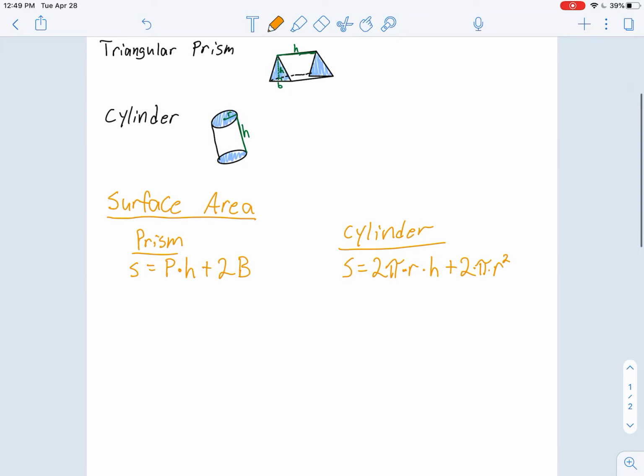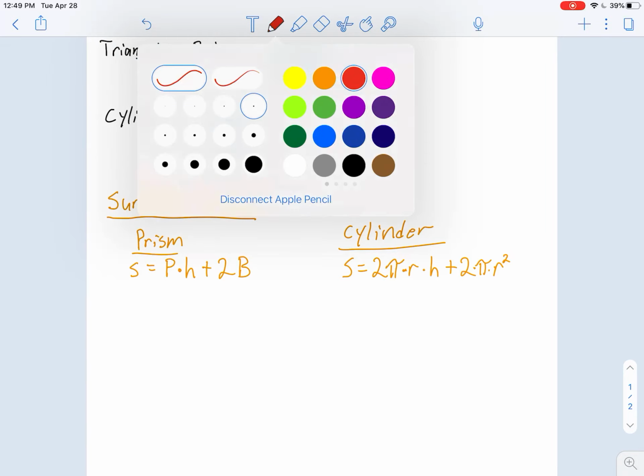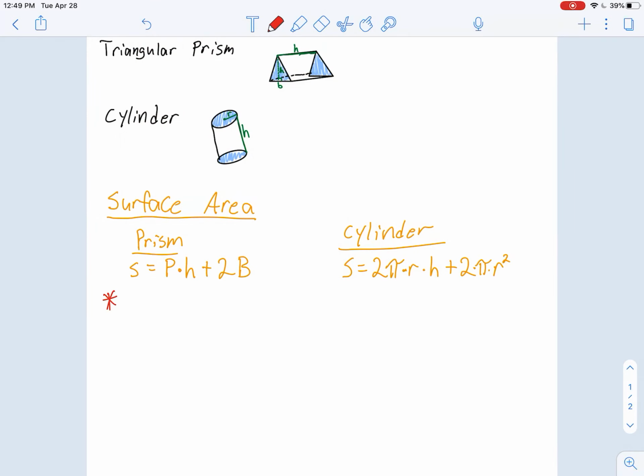A little side note for the prism. Capital P stands for perimeter, and capital B stands for area of the base. I should explain the P a little bit more too. It's not just the perimeter of the entire shape. We're not adding up all the sides. We're adding the perimeter of the base. So we're focusing on the base there.